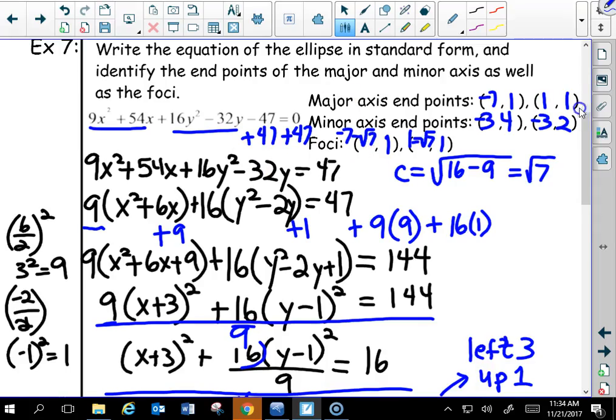And that got kind of complicated on the foci. All right, done with this. See you on the next one.